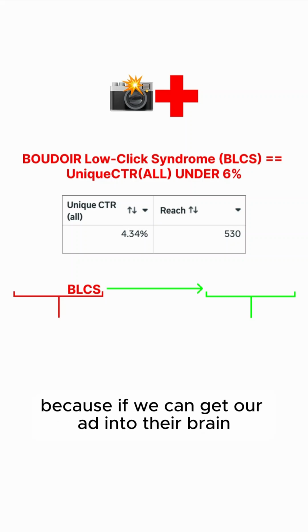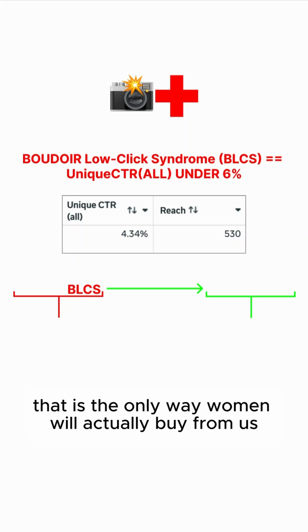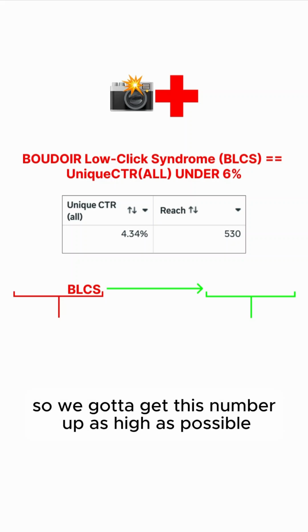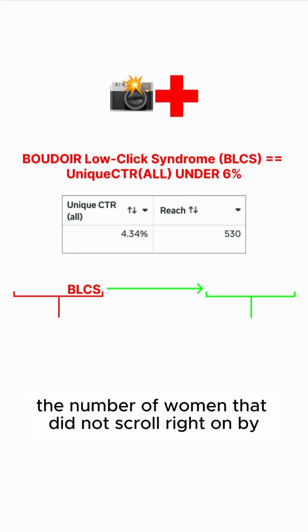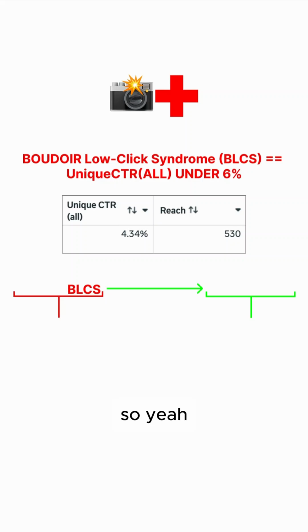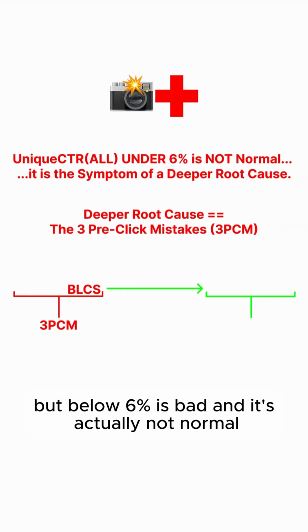And we care about that because if we can get our ad into their brain, that is the only way women will actually buy from us. So we've got to get this number up as high as possible. This number is also basically the number of women that did not scroll right on by. So yeah, we want to get this as high as possible. But below 6% is bad.